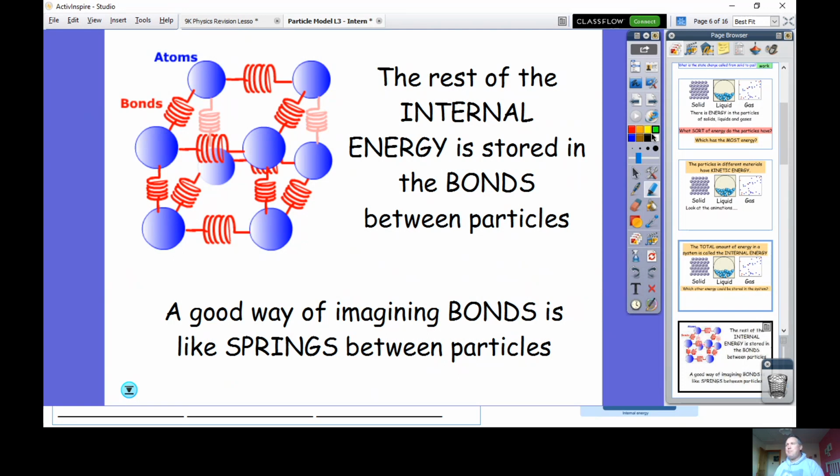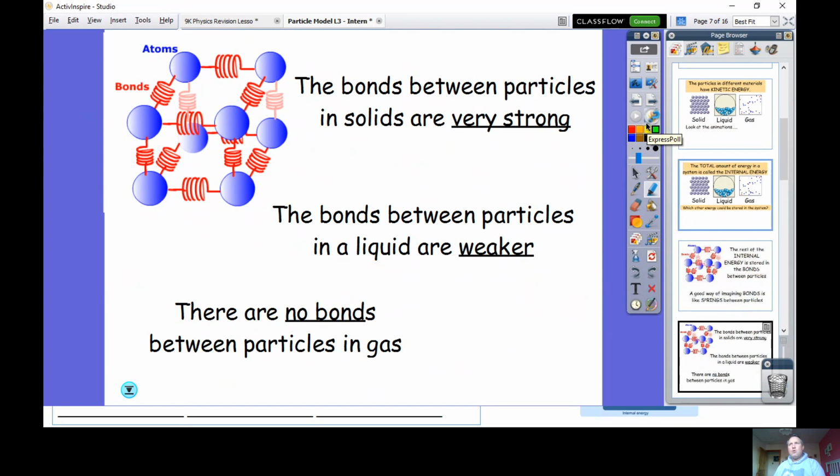If I tried to pull the two particles of a solid apart, the forces between them would try and pull them back together very strongly. If I tried to pull particles of a liquid apart, the forces that pull them back together are a little weaker.